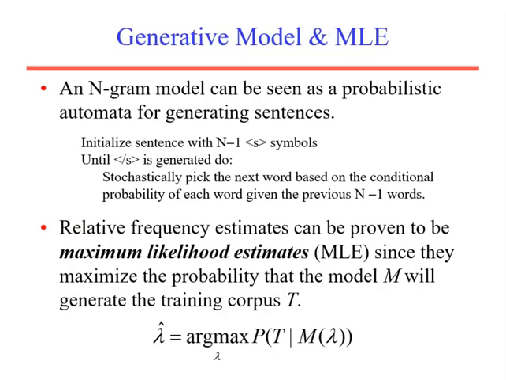Now, an n-gram model, like we said, is a probabilistic generator that can construct sentences by picking words based on learned probabilities. The model is trained using maximum likelihood estimates, which chooses parameters that maximize the probability of the training data. So the process is, number one, first step is initialize the sentence with a start token, predict the next word using the conditional probability, and then repeat until you reach the end token of the sentence.